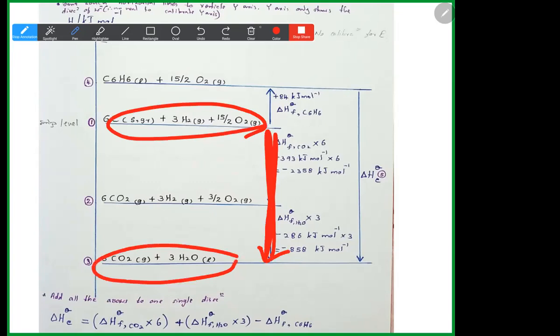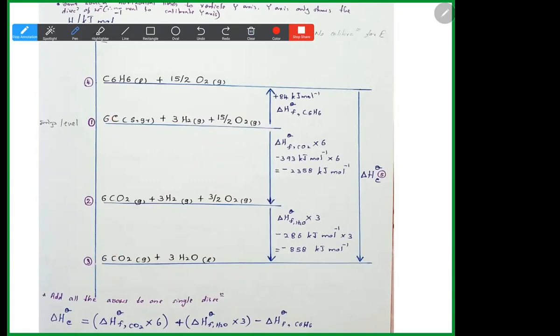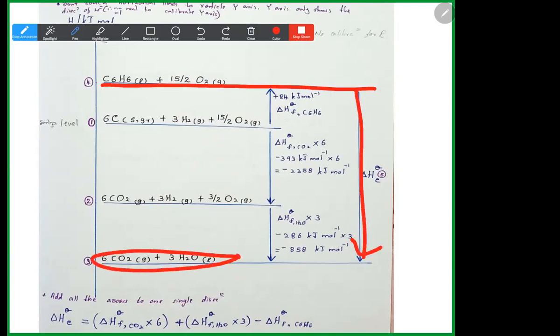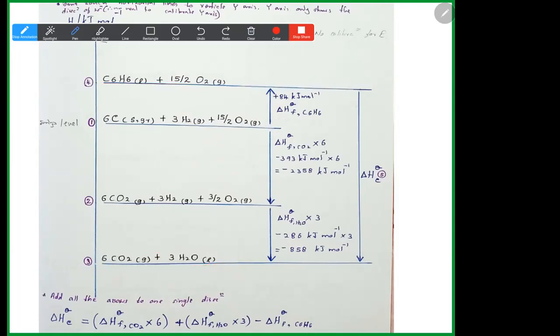My second path, I'm coming to CO2, H2O through benzene. But that is positive. So I'm making benzene from constituent elements, and that is this level. I'm making benzene, that is plus 84. From benzene, then I am burning benzene to get the same CO2, H2O. So combustion. Now I have two paths.